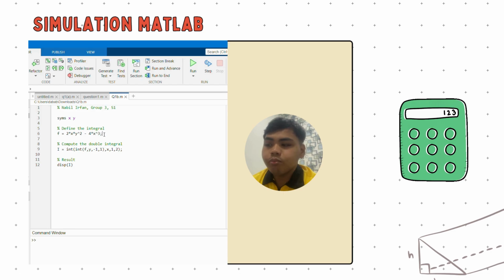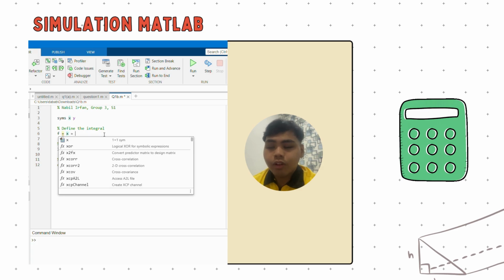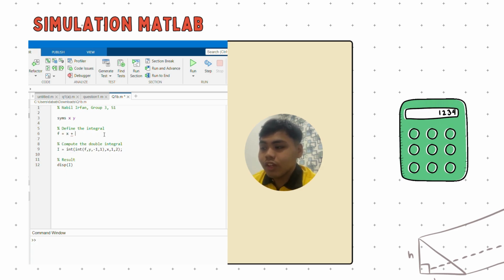Okay, so for the simulation part, it's just the same. I use the same code platform, but I just changed the second line, where we define the integral, putting in the question given, which is the function x plus y. Then for the next one, I just change the double integral computation to the given x and y limits. From that, we will get the answer. Because both questions operate as the same double integral, I don't need any extra coding.